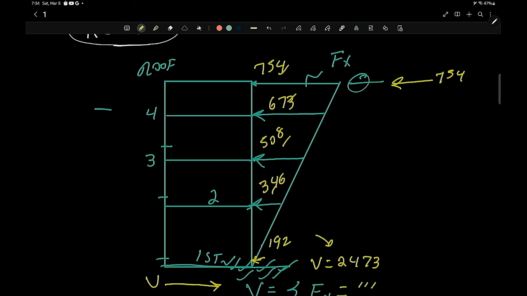And then we will take these numbers and apply them to our design, which we're going to do in the next lecture, how we're going to design a shear wall. So all these numbers are in kips, and then we can convert them to kips per foot or pounds per foot when we do a shear wall design or any type of design.